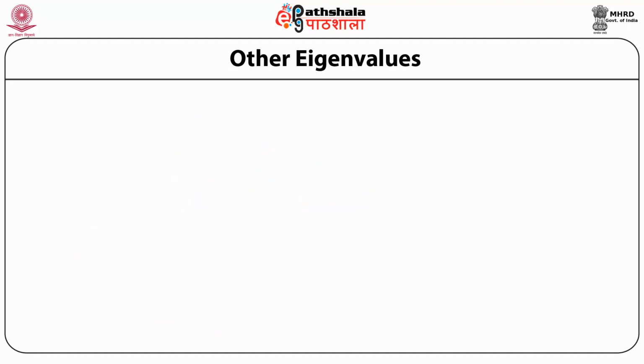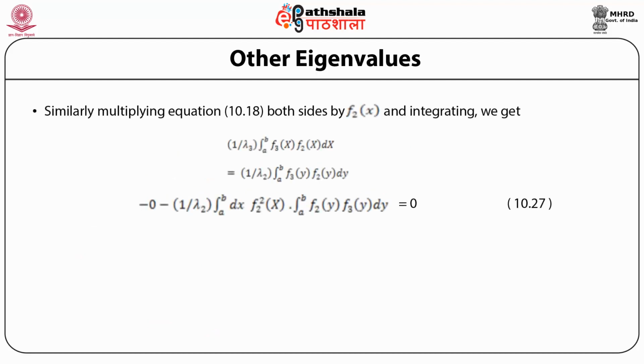Similarly, multiplying equation 10.18 on both sides by f2x and integrating, we get 1 upon lambda 3 integral from a to b of f2x f3x dx, which is equal to 1 upon lambda 2 integral a to b of f2y f3y dy, minus 1 upon lambda 2 integral a to b of f2 squared dx multiplied by the integral from a to b of the product of the functions f2 f3 over dy.